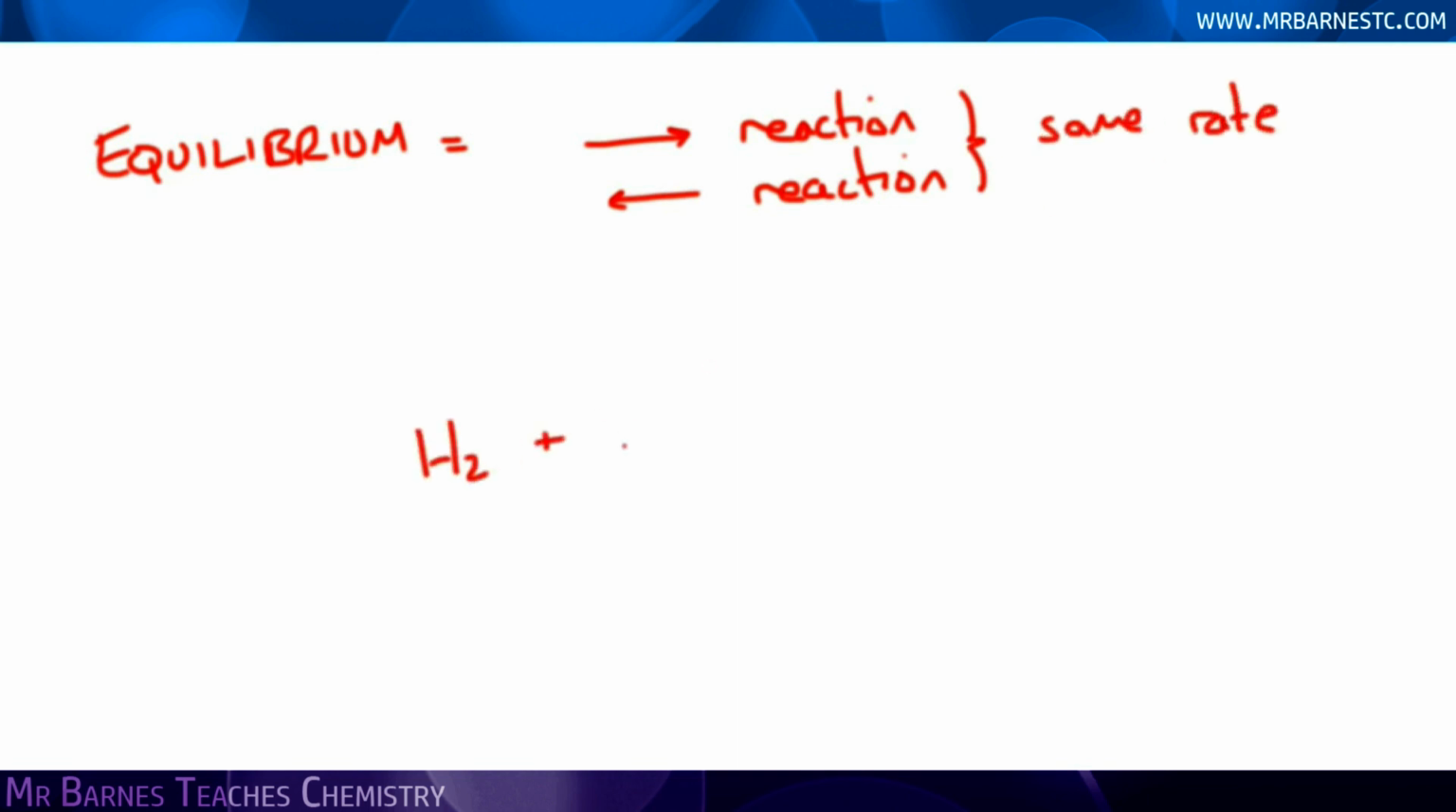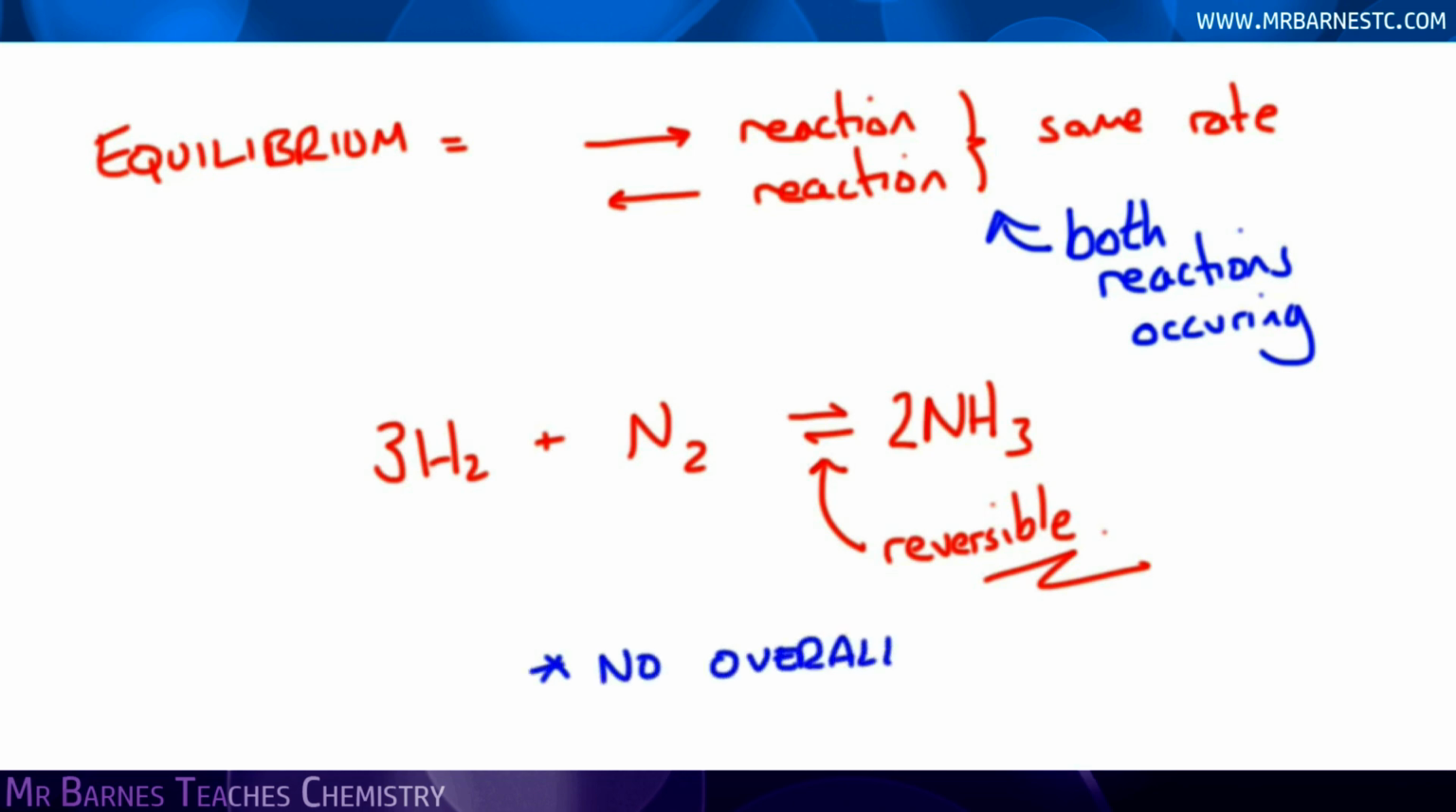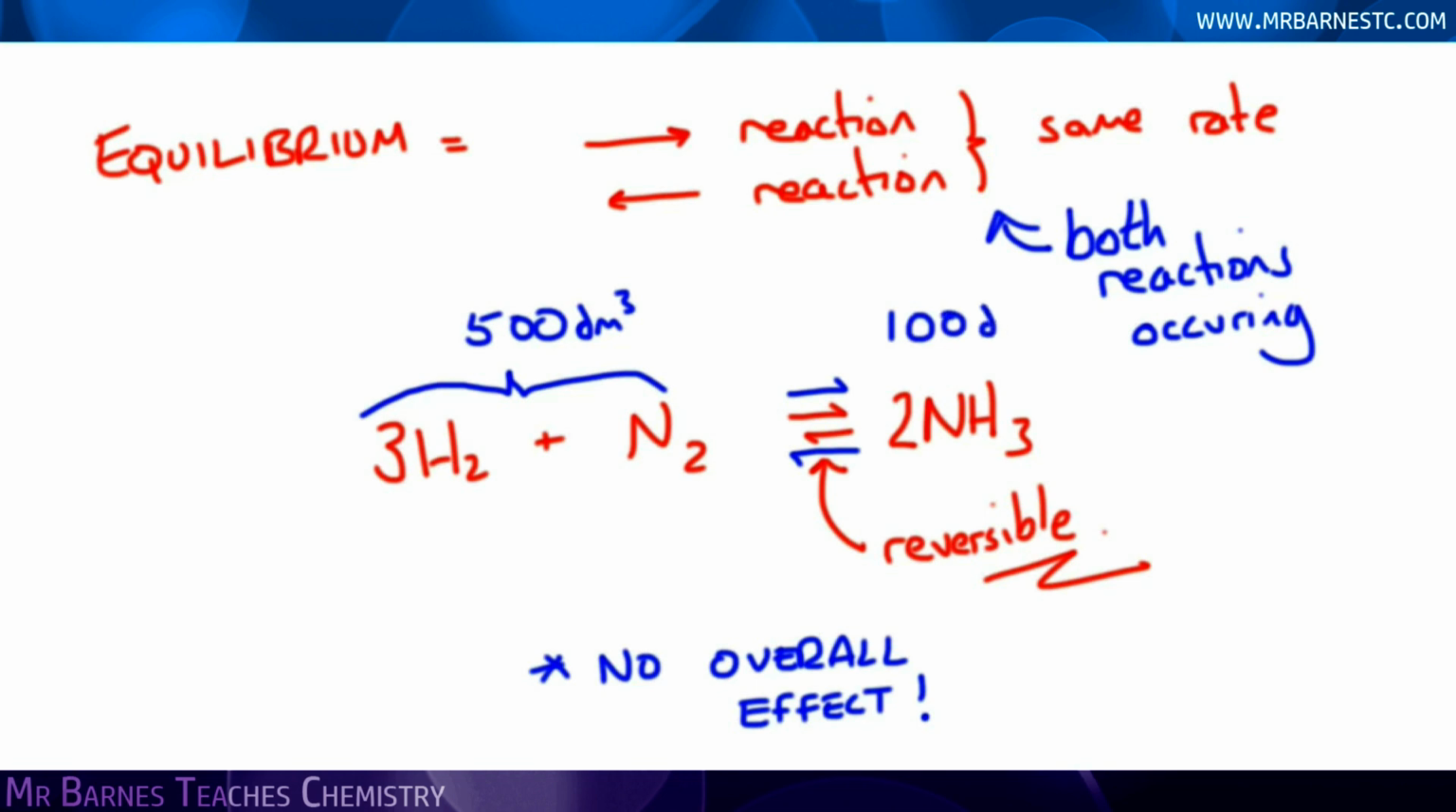So if we have a look at the example with hydrogen reacting with nitrogen to make ammonia, so 3H2 plus N2 goes to 2NH3, you know it's reversible because we've got this symbol here, which tells us that both reactions are occurring. So at any one point in a reaction, let's say with hydrogen and nitrogen reacting together, I've got 600 decimeters cubed. 500 decimeters cubed of that is hydrogen and nitrogen, and 100 decimeters cubed of that is NH3, ammonia. If the concentrations of both the hydrogen and nitrogen stay the same, so I'm not getting any extra hydrogen or nitrogen produced, I'm not getting any extra ammonia produced, that is what we call dynamic equilibrium.